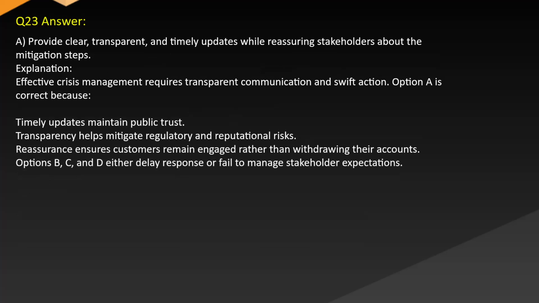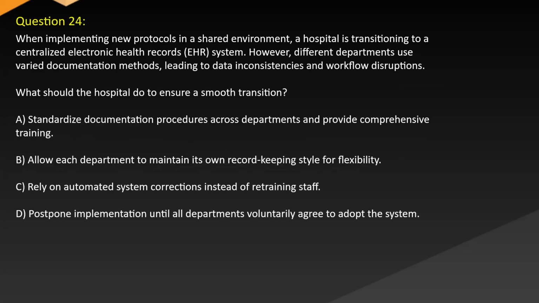Answer A. Provide clear, transparent, and timely updates while reassuring stakeholders about the mitigation steps. Explanation. Effective crisis management requires transparent communication and swift action. Option A is correct because timely updates maintain public trust. Transparency helps mitigate regulatory and reputational risks. Reassurance ensures customers remain engaged rather than withdrawing their business. Options B, C, and D either delay response or fail to manage stakeholder expectations.